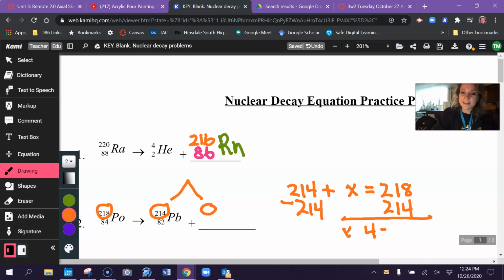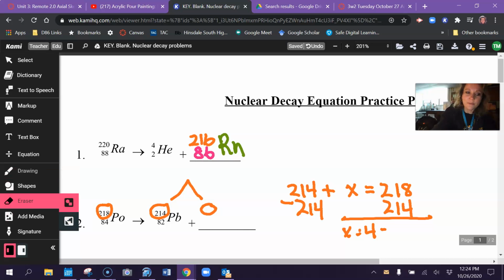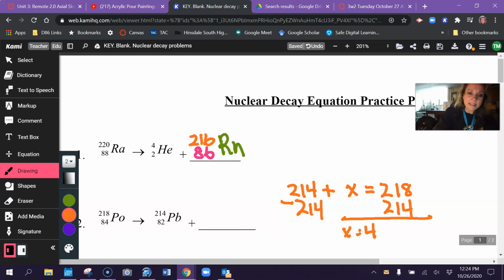Whoops, I gave you the answer. X is equal to 4. So that means that my number up here at the top, my mass number for my particle, is 4. Now, I have to figure out what my bottom number is, and you guys might already know what it is. But here we go. This is how you would figure it out.